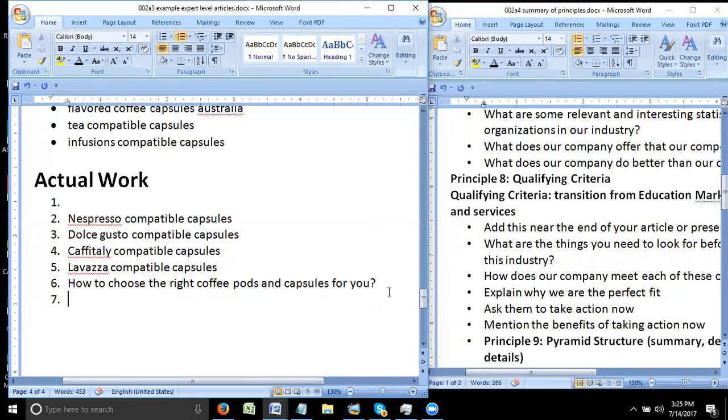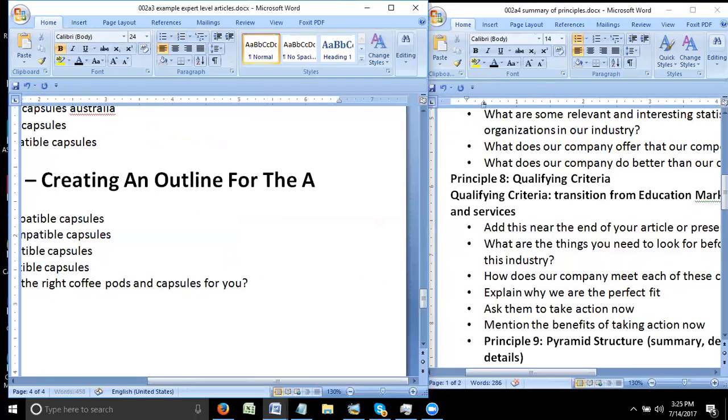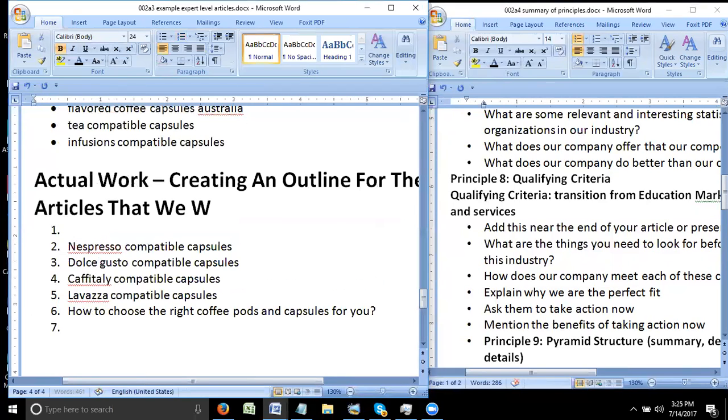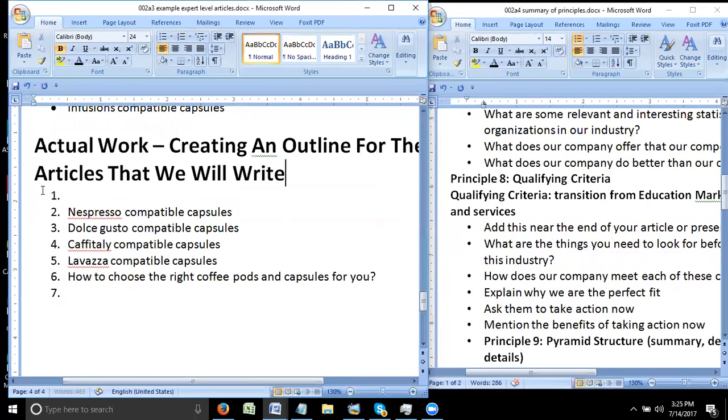So it's just actually a title. I'm not writing anything yet. And what we're doing right now is we are creating an outline for the articles that we will write. So every number is an article. Every number that you see here is an article.